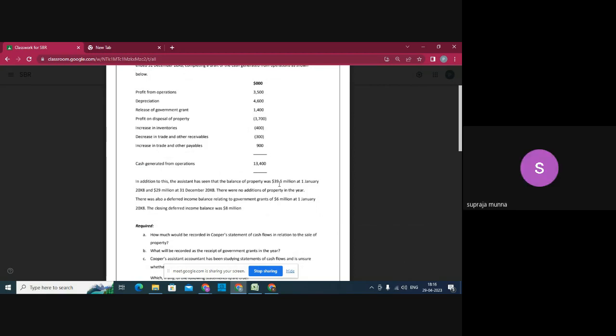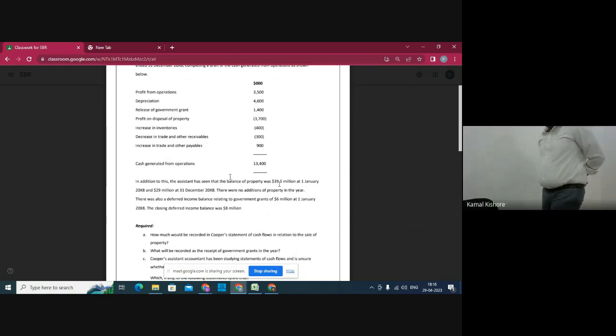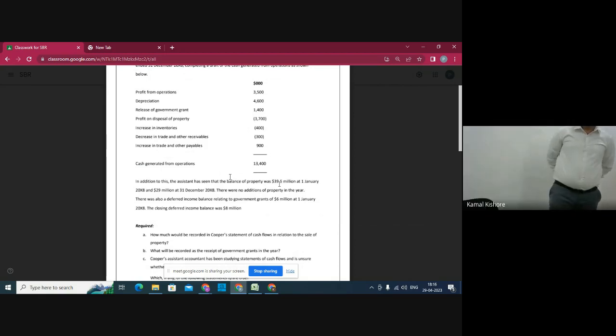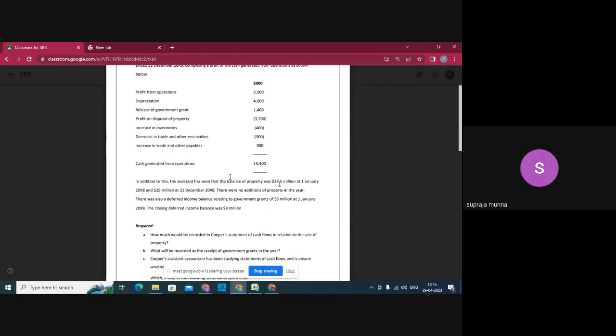And we have depreciation of 4.6. So after reducing it, it comes to 34.9. And the closing balance they've given us is 29 million. So the difference is 5.9 million. And since the sale is at a profit of 3.7 million, if we add both, it comes to around 9.6 million, the value at which we sold.